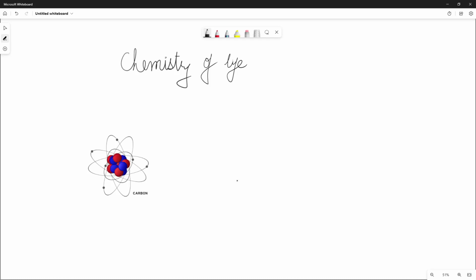So by now you should already know that there are three types of subatomic particles, which are neutrons, protons, which are found inside the nucleus, and electrons that orbit the nucleus. Electrons are negatively charged and protons are positively charged, whereas neutrons are neutral.